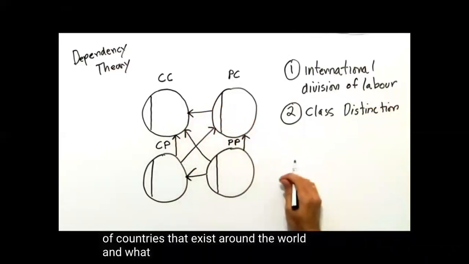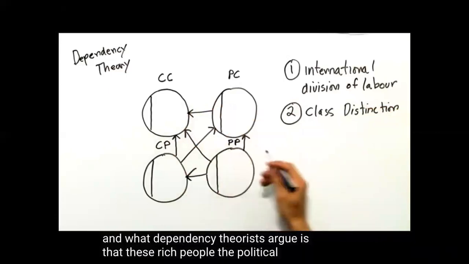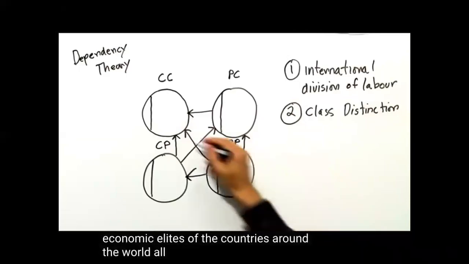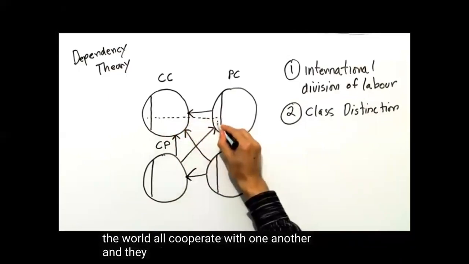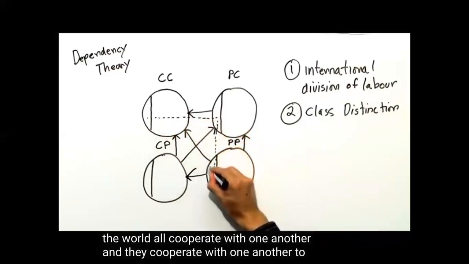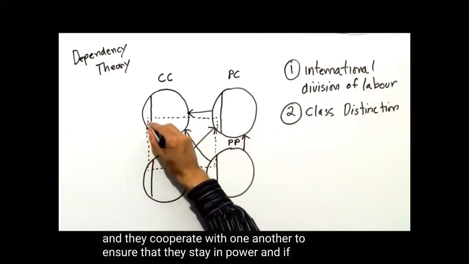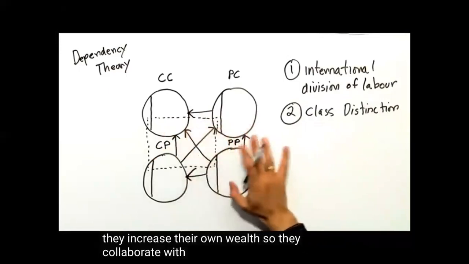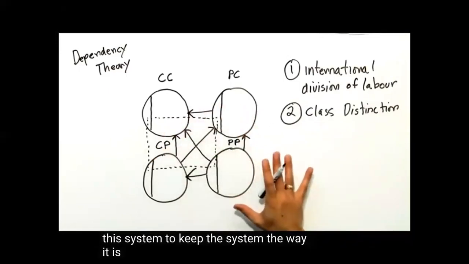And what dependency theorists argue is that these rich people, the political and economic elites of the countries around the world, all cooperate with one another. And they cooperate with one another to ensure that they stay in power and that they increase their own wealth. So they collaborate with one another to maintain this system, to keep the system the way it is.